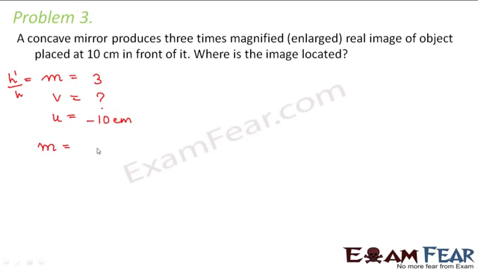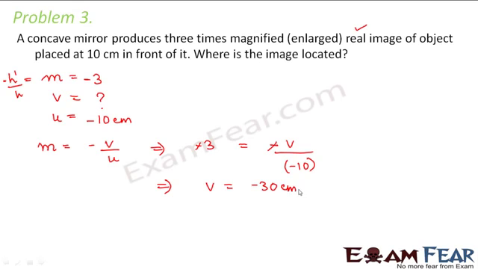Now from the definition of magnification, magnification is equal to the image distance divided by the object distance. Now here it says that it produces a real image. That means the real image is always inverted. So your magnification should be negative because h dash will be negative, right? So this magnification becomes minus 3. So now we know that magnification is equal to minus v by u. So we can write magnification as minus 3. This becomes minus v divided by u, which is minus 10. So from this we can say that v comes out to be minus 30 centimeters.